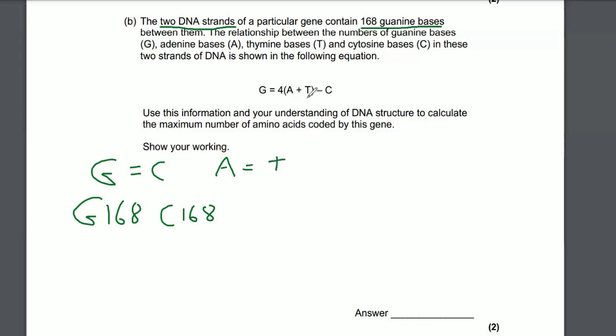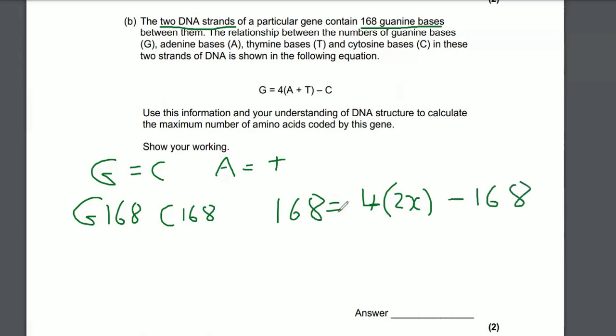So A plus T is the same as saying 2 times X, or AT, but I'm just going to write 2 times X. So I'm going to set mine out like this. G, so 168, is equal to 4 times 2x. Why have I put 2x? Because A and T must be equal, by complementary base pairing. If I have 20 A, I have 20 T. So I'm just going to call that 2x and then minus 168.